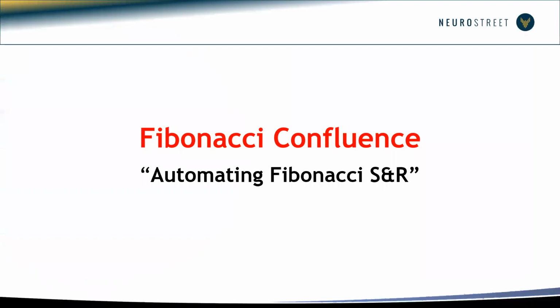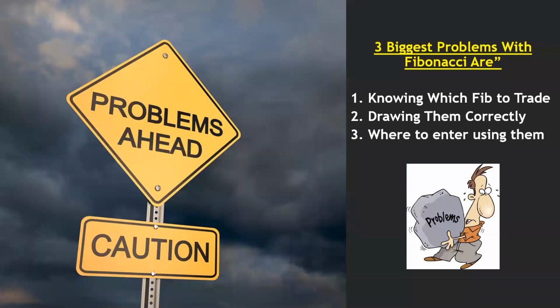So the Fibonacci levels can be used on multiple time frames, but I'm going to apply them on a smaller time frame chart within the wave count so that we can understand how they work and what we're doing. Now, the problem with Fibonacci is that a lot of traders don't really know which Fib to draw because they struggle drawing them correctly or where to even enter using them, right?